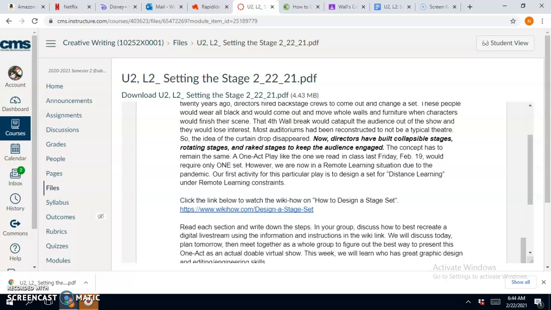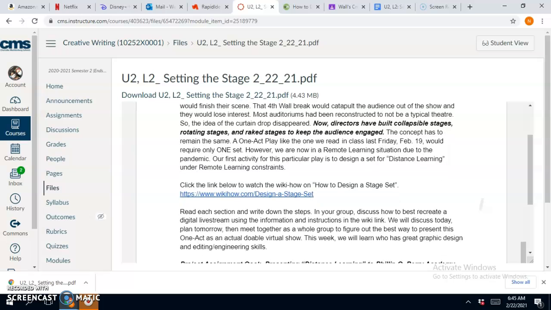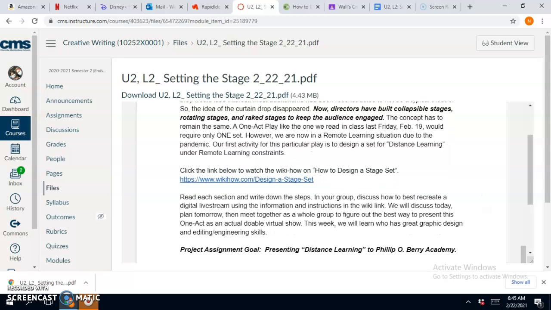So here's the deal. The concept remains the same, yes, but like that one that we read last Friday, that one would only do one set if we were actually getting a chance to play. But now we're in remote learning. We're in a pandemic type society. How would we arrange to show that show for an audience when we can't actually be in person? So I'm giving you the topic of designing a set for distance learning under remote learning constraints.